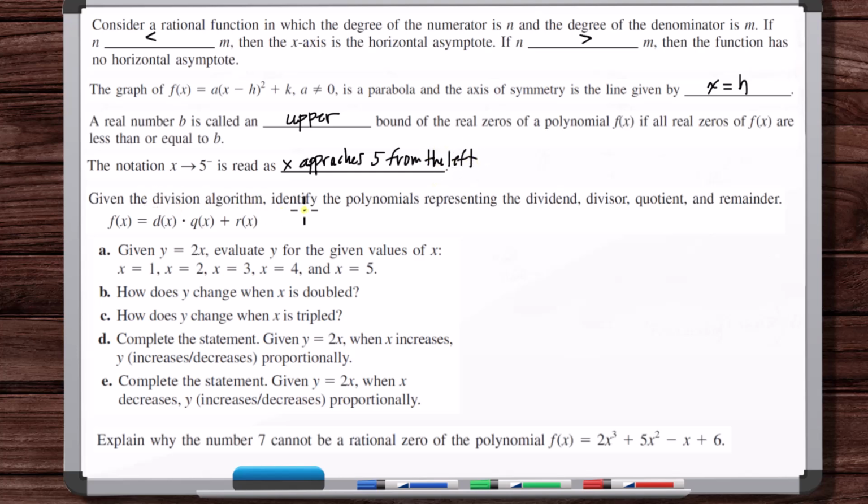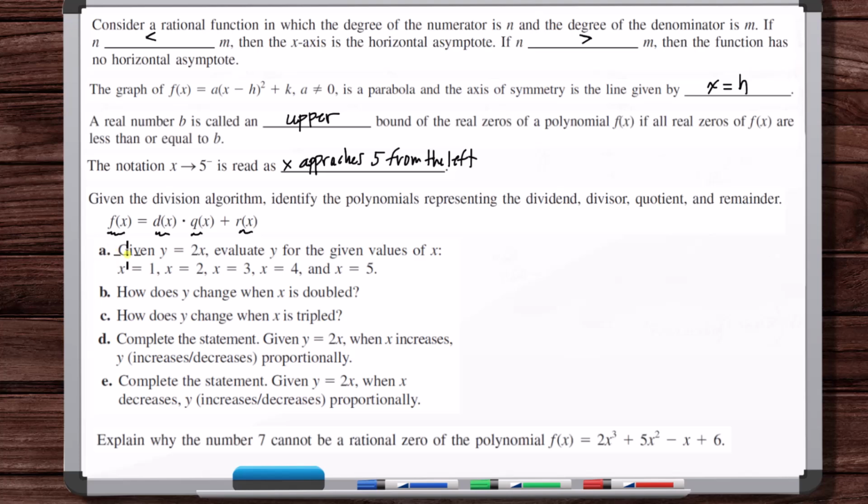Given the division algorithm, identify the polynomials representing the dividend, divisor, quotient, and remainder. The dividend is f of x, the general function letter, but the other letters go by the first letter of the name. So this is the divisor, this is the quotient, this is the remainder.